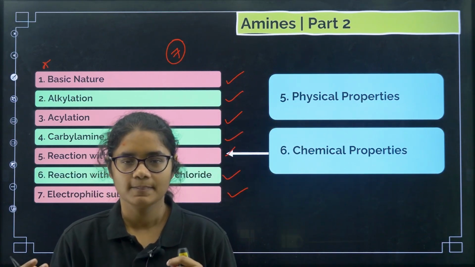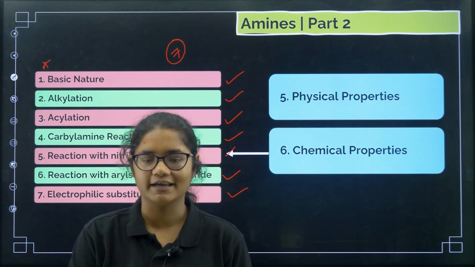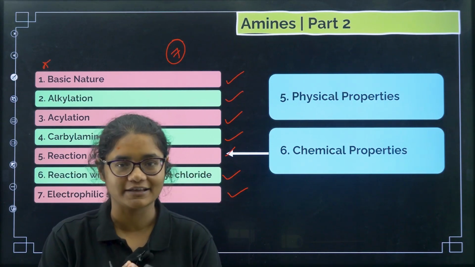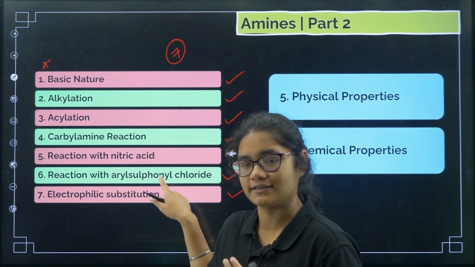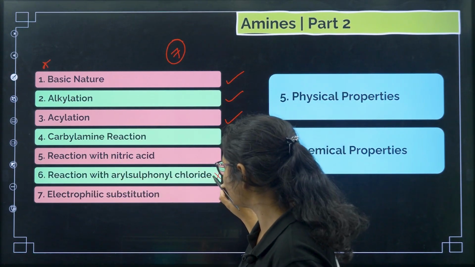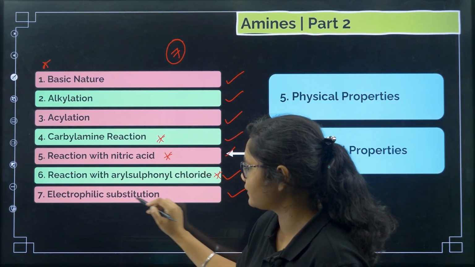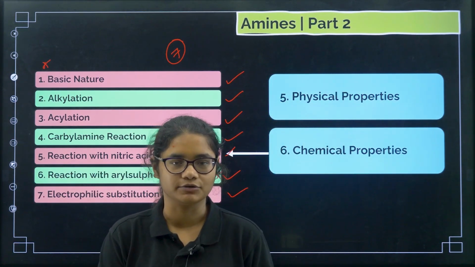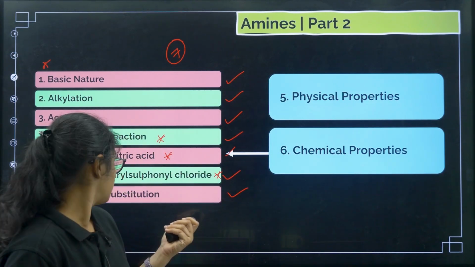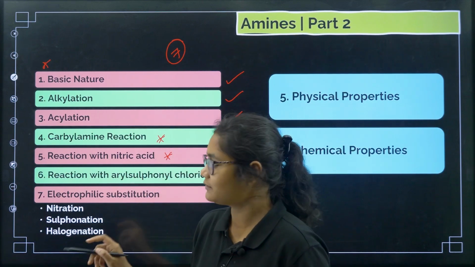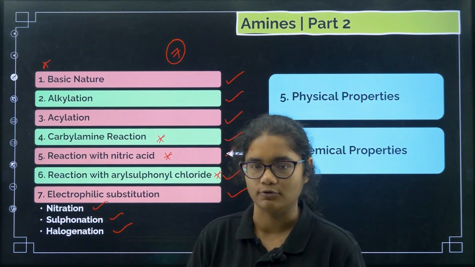Let us revise once again. Basic nature we will discuss first, then alkylation, acylation, carbylamine reaction, reaction with nitric acid, and reaction with aryl sulfonyl chloride. This reaction is also very important, and the carbylamine reaction is very important. Then we'll talk about electrophilic substitution reactions. Under electrophilic substitution we have 3 reactions: nitration, sulfonation and halogenation. We'll be talking about them also today.